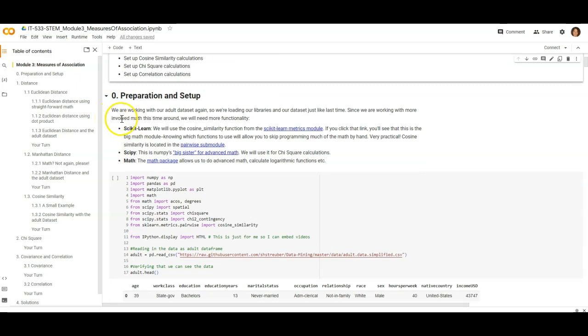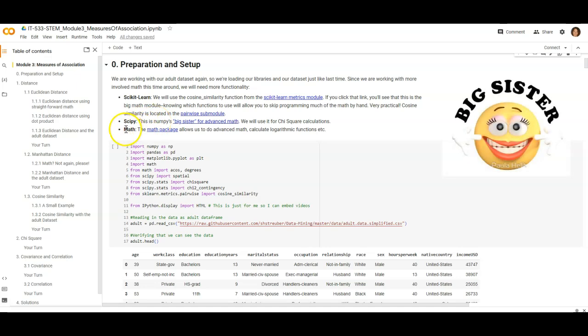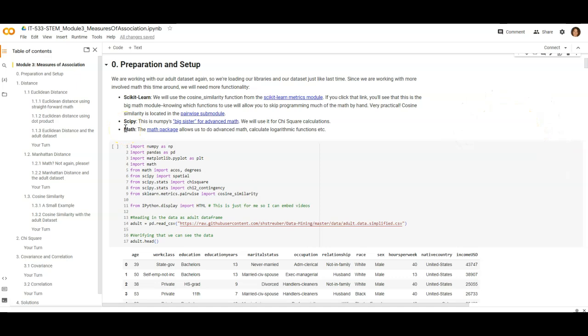In order to do this, we're going to work with our adult dataset again, and we're loading our libraries and the dataset just like last time, but we are going to add some libraries because we're working with some more involved math. The first library that we're going to work with is scikit-learn, and we're going to use the cosine similarity function from the scikit-learn metrics module. We're also going to use SciPy, which is NumPy's big sister for advanced math, and we're going to use the math package as well because we're going to do some advanced math calculations. So this is what the libraries look like.